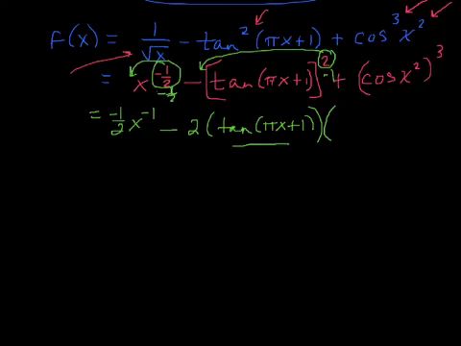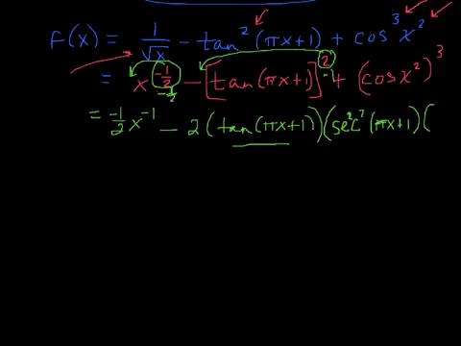Derivative of tangent is secant squared, and you always keep the same angle. Oops, I put my 2 too soon. Secant squared, same angle, pi x plus 1. Okay, that's the derivative of tangent. Tangent of whatever angle equals secant squared of whatever angle. The derivative of it, I mean.